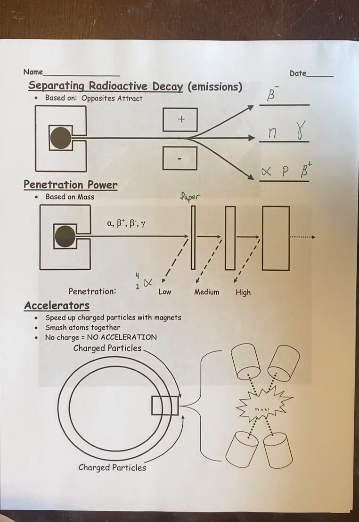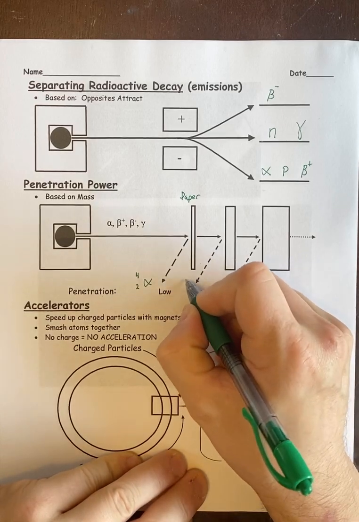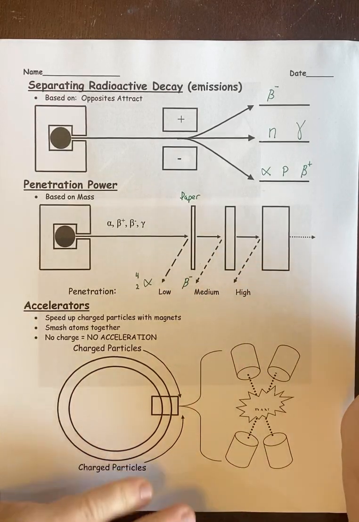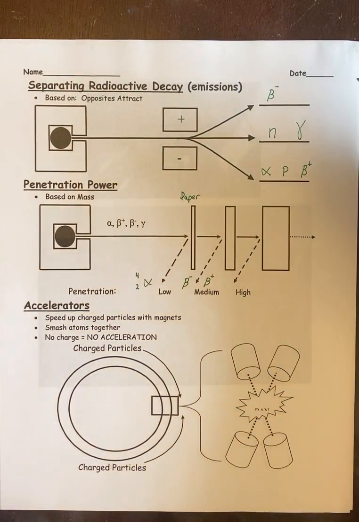The next one would be the next heaviest. And so the next heaviest would be beta. Now you could lump positron into here just as an exercise because positron technically is the same weight as a beta particle, but for other reasons positron isn't really going to penetrate much because of other things that I'm not going to get into. But they are the same weight, so we'll just lump them together.